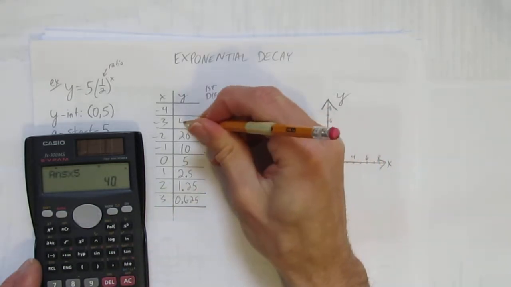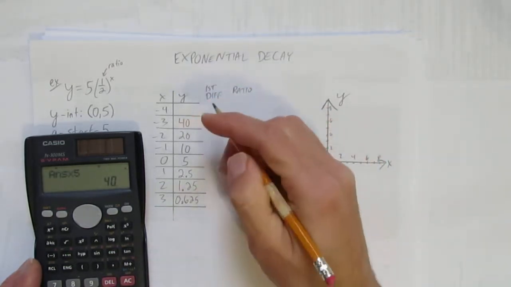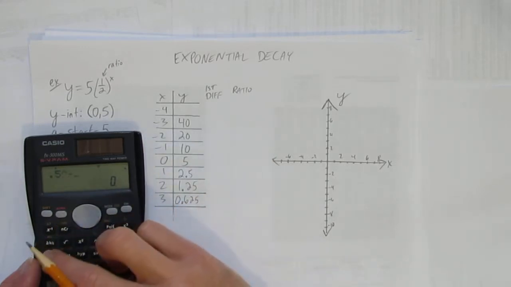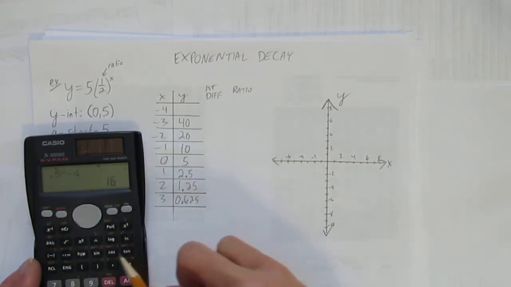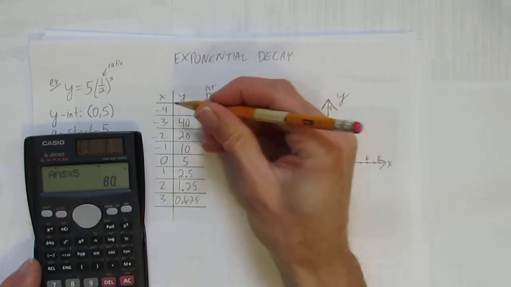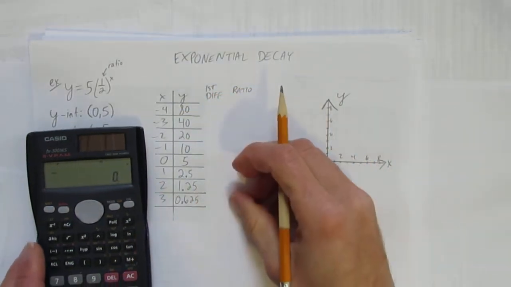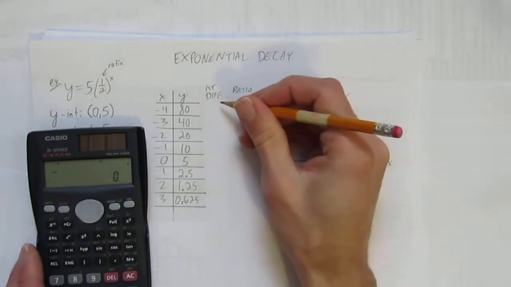So do you have to show your work? No, you can just put an 80 here. You know what the next one's going to be. It's just to show you 0.5 to the power of -4, and then times by 5, and you get 80. We've got our x and y values for our table. Now let's calculate the first differences.